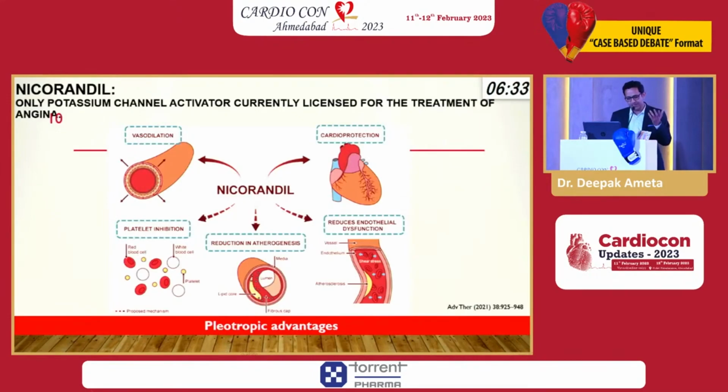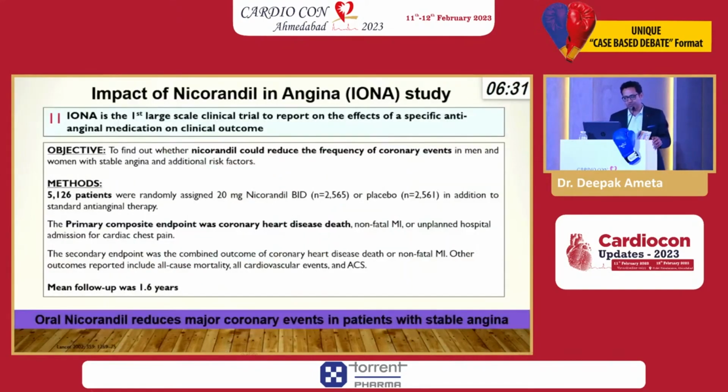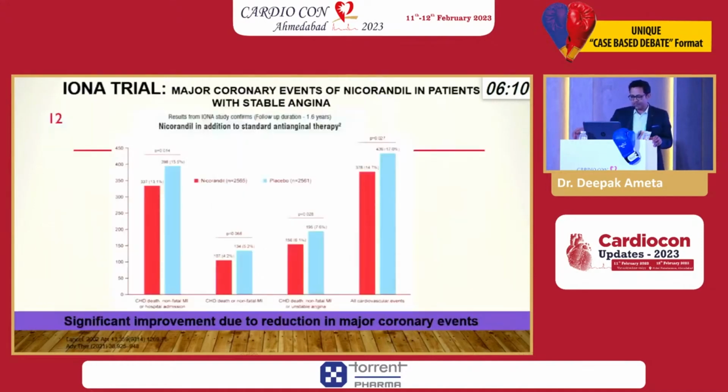So what is the data that we have about its usage? The most important trial was the Impact of Nicorandil in Angina, the IONA study. There were 5,000 patients and mean follow-up was 1.6 years. They gave 20 milligram BD, and the primary composite endpoint was a composite of coronary heart disease death, non-fatal MI, and unplanned hospital admission for cardiac chest pain. After a median follow-up of 1.6 years, they saw that the composite of CHD death, non-fatal MI, and hospital admission was decreased.